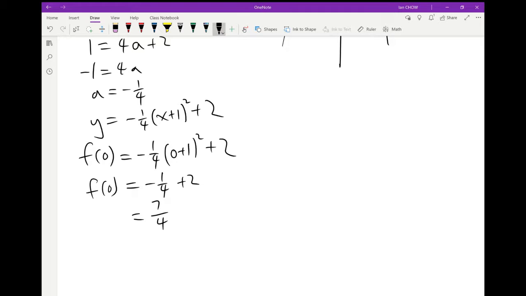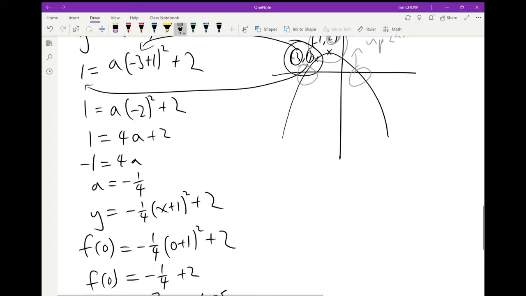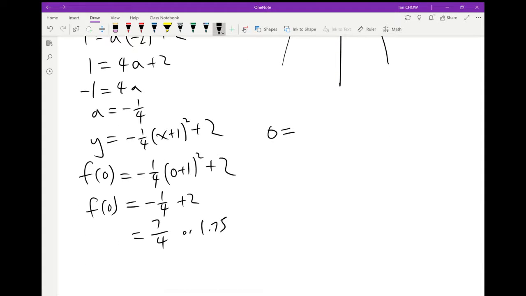So f of 0 is 7 over 4. And if you want to know what that is in decimal, 7 over 4 is the same as 1.75 in decimal. And then we want to find now the x-intercepts. We want to find these two values. And so in order to do that, we want to set y as 0. Y equals 0. That is the 0 value of y. So 0 is equal to negative 1 over 4, x plus 1 whole squared plus 2.